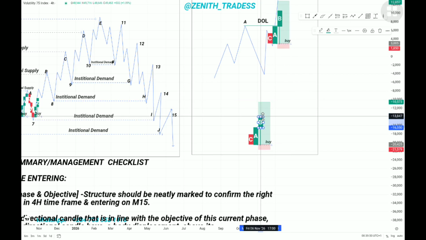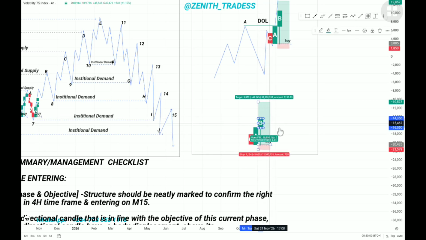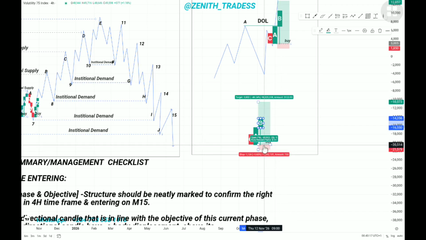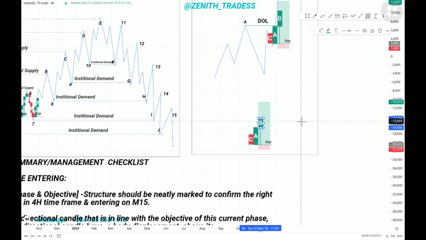This is number one on the management checklist you are going to look at after you have entered. Is it closing far away from your entry? If it's closing far away from your entry, there is hope. If it closes bullish, if it is a bullish scenario, leave it. You can even set your stop loss and go to sleep. The following candles will actually do what they need to do. Set your TP.